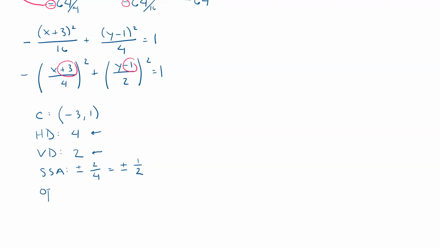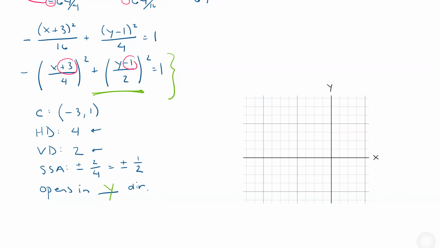And then finally, the hyperbola opens in either the x direction or the y direction. So we look back at our professional form, and whichever term is positive, that is the direction that the hyperbola is going to open. So this hyperbola opens in the y direction. Let's go ahead and sketch it and see what we have. So from the origin, I go -3, +1, put a point there. I'm going to label it as -3, +1.